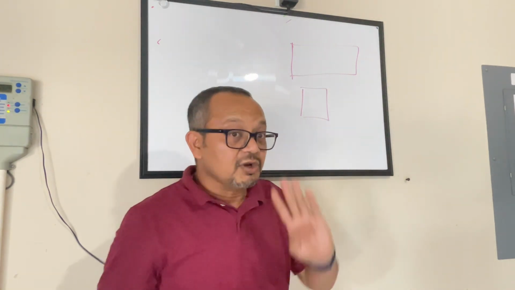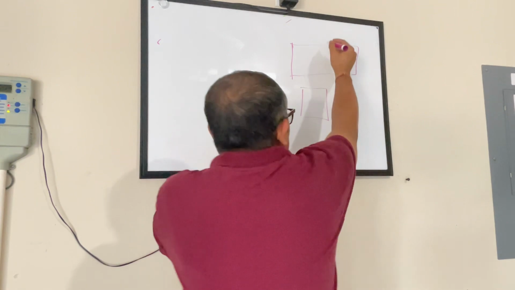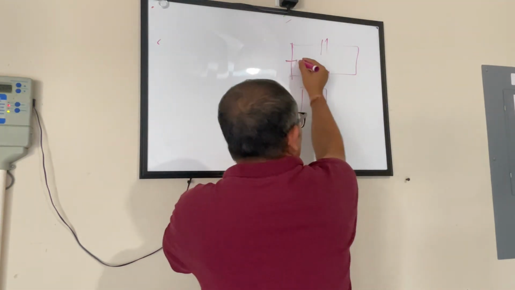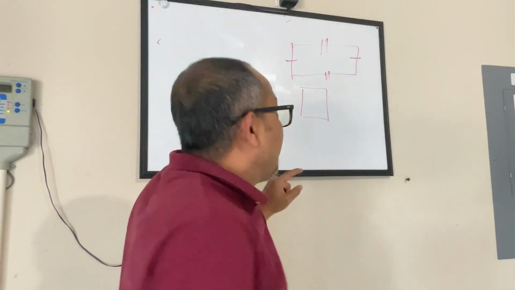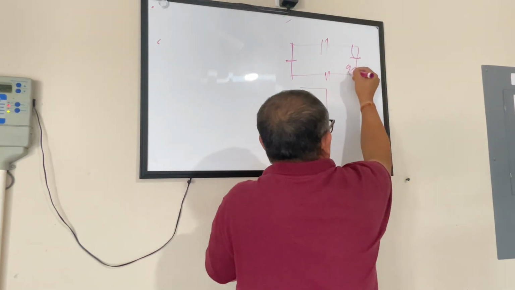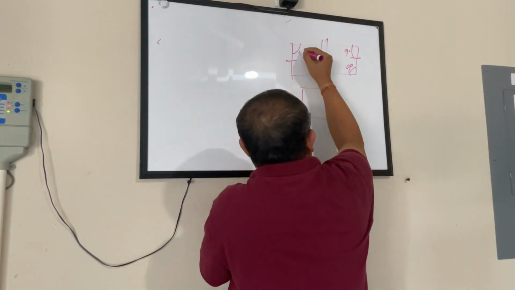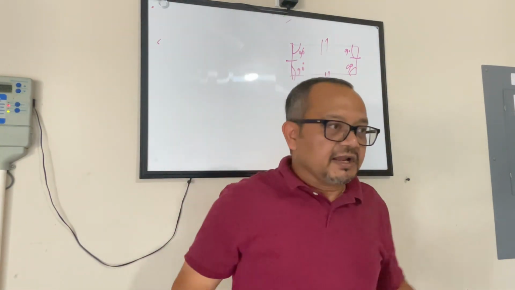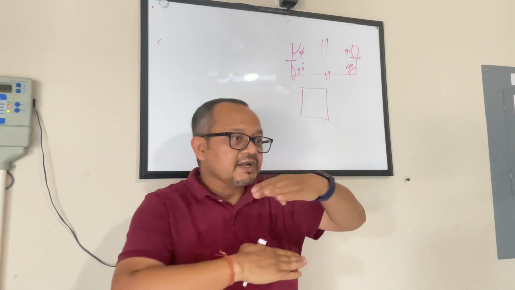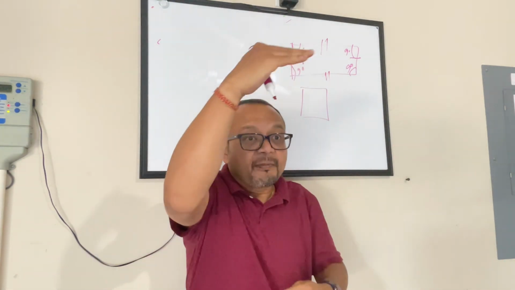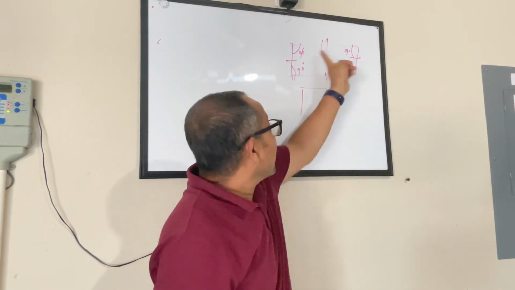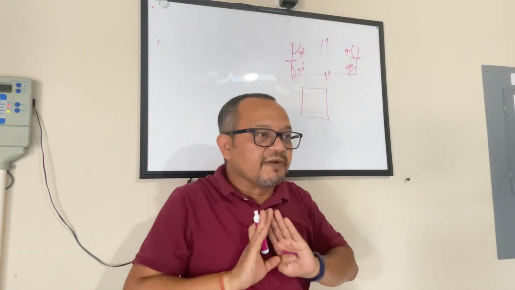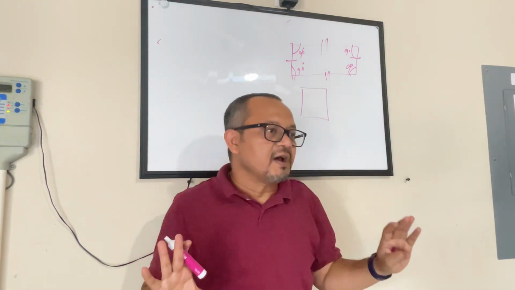So a rectangle is a quadrilateral which has opposite sides equal. Only opposite sides. So this and this are equal. This and this are equal. Okay? And all the angles are 90 degrees. So when you talk about a rectangle is a quadrilateral, meaning a shape with 4 sides where the opposite sides are equal and each angle is 90 degrees. That's the only definition or understanding we have to have about a rectangle.